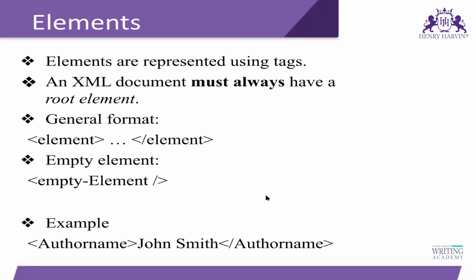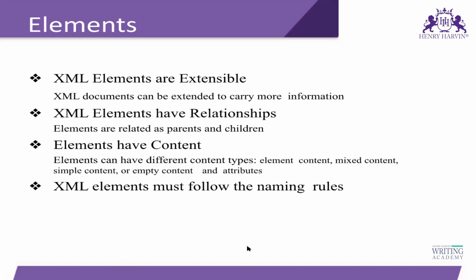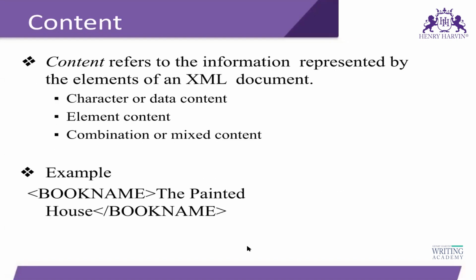Okay. See this one. It will always have a root element. That's what I was telling you, that there'll always be a root element for it. And then under that, you can have certain things. Okay. Elements are extensible. That means it can carry more information in future if you want. They have relations. So again, a nested structure is possible in this. Okay. All the elements can have content in it. But then the rules should be followed. So the basic syntax you will have to follow. And then you can work upon it.